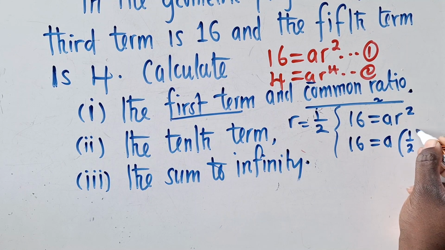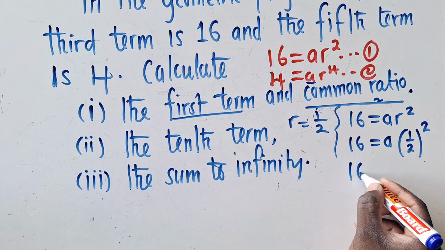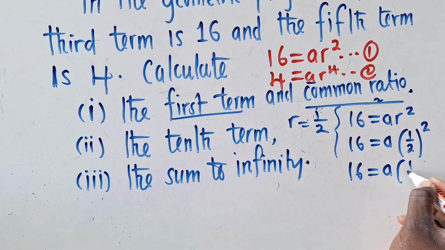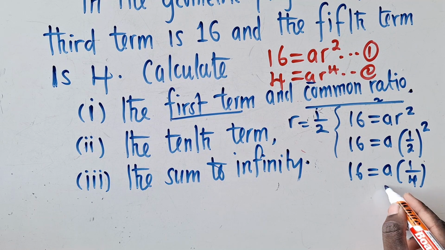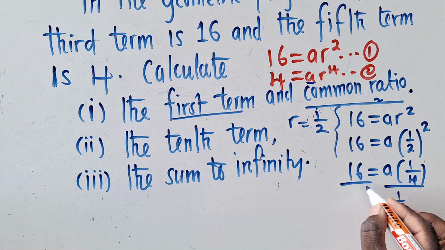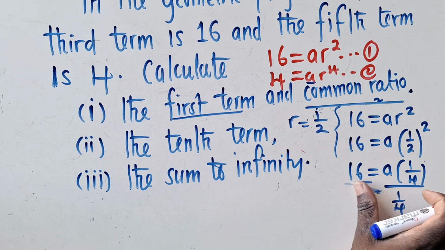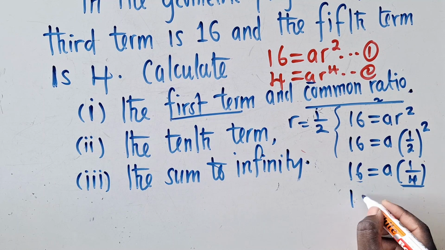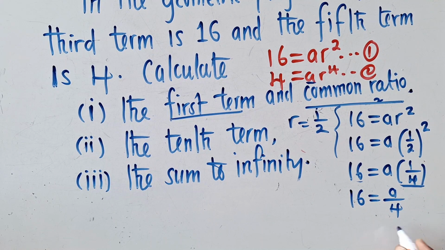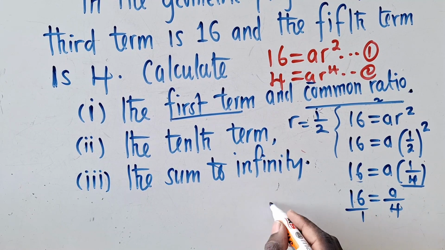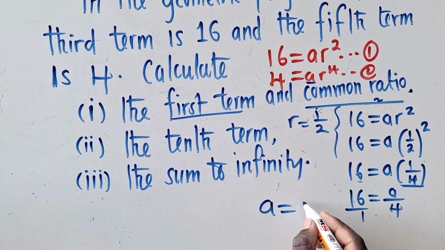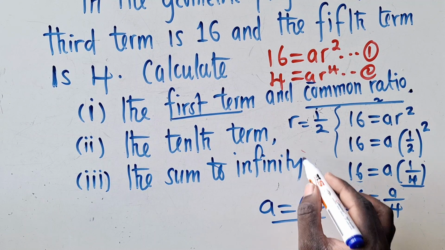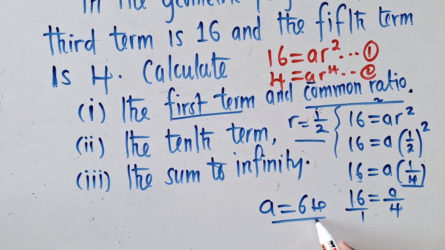The r is 1 over 2. We put a power 2 here. This is 16 is equal to a times 1 over 4. 1 to the power 2, it's a 1. 2 to the power 2, it's a 4. You just simplify. You say, okay, this is 16. It's equal to a over 4. And then you cross multiply. 1 times a, it's a, which is equal to 16 times 4 will give us 64. So the value of r is here. The value of a, which is the first term, is right over here. So we've answered question 1.